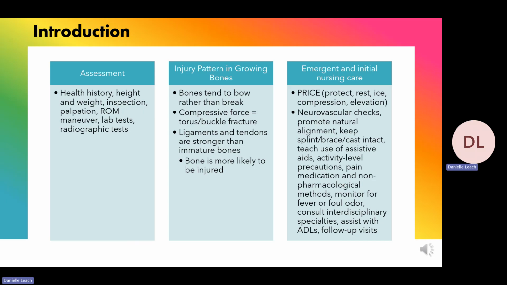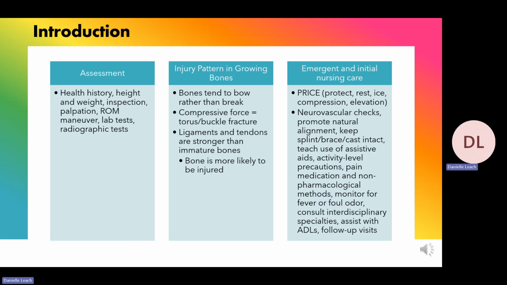If they have a splint or a brace or a cast, we want to make sure that that's intact. We can also teach them how to use things like crutches or a wheelchair or whatever they need. Educate them and maintain activity level precautions, for example, if they're on bed rest. We can, of course, give them pain medication and then use non-pharmacological pain methods as well, so things like distraction.